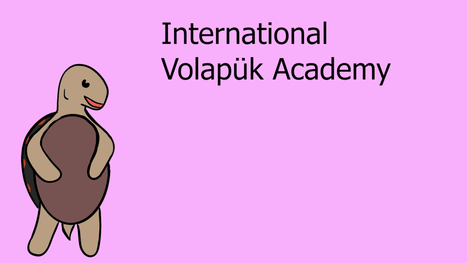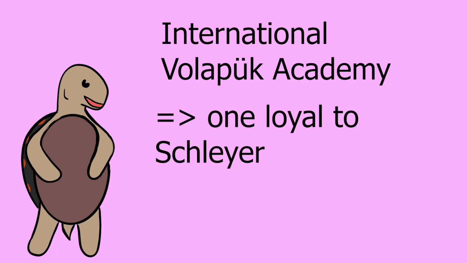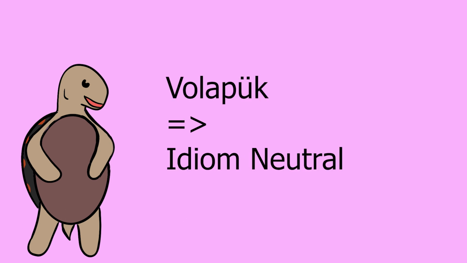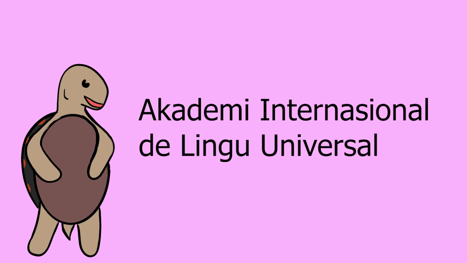After a fight, the International Volapük Academy split into two. One loyal to the creator Schleyer and another one under Waldemar Rosenberger. The last one changed Volapük to the new language Idiom Neutral. The name also changed to Académie Internationale des Lingues Universales in 1898.